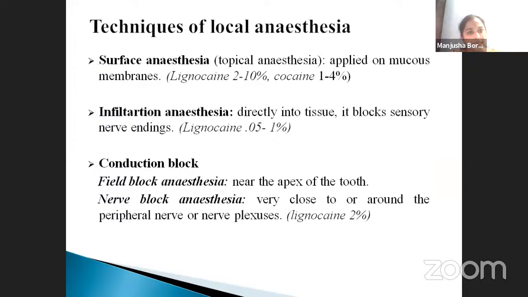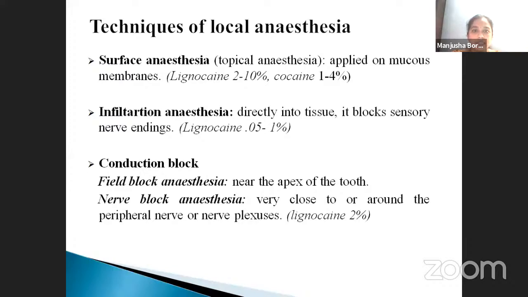There are various techniques and uses of local anesthetic. We have surface anesthesia, in which the local anesthetic agent is applied on the mucous membrane. Infiltration anesthesia, in which local anesthetic is directly injected into the tissue and blocks the sensory nerve endings. We have conduction block. There are two types of conduction blocks, field block anesthesia and nerve block anesthesia. In dental practice, mostly the field block technique is used.